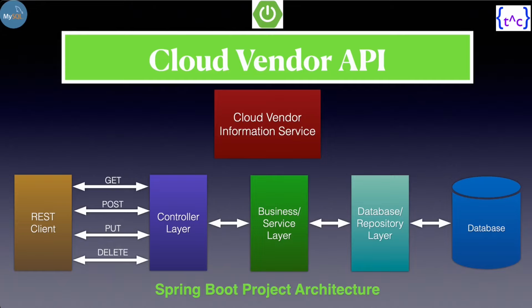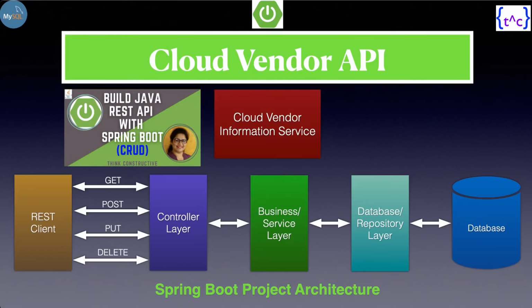So this cloud vendor information service, which is typically my Spring Boot application, is divided into these three layers, and these three layers will perform all the application logic together, persist data or query data from the database, and send the response back to the REST client. So this is the typical Spring Boot project architecture for REST APIs. This is what we are going to build in today's session.